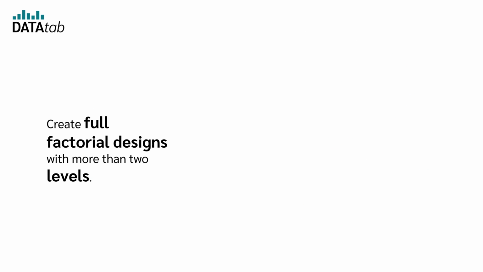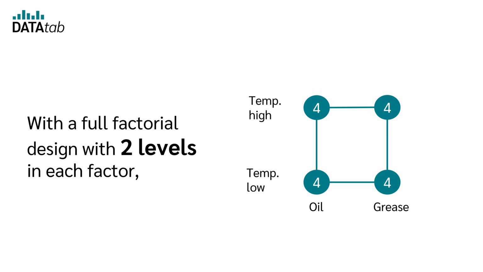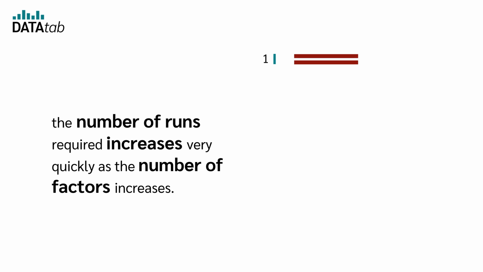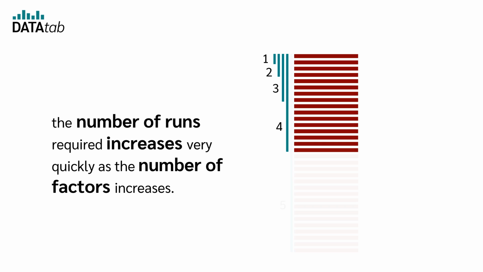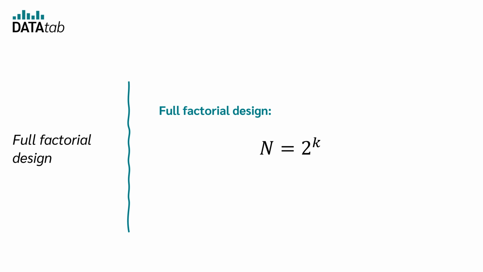Of course, we can also create full factorial designs with more than 2 levels. For example, the temperature factor could have 3 factor levels: low, medium and high. However, even with a full factorial design with 2 levels in each factor, the number of runs required increases very quickly as the number of factors increases. In a full factorial design, the number of experiments or runs is n equal to 2 to the power of k, where n is the number of runs and k is the number of factors.